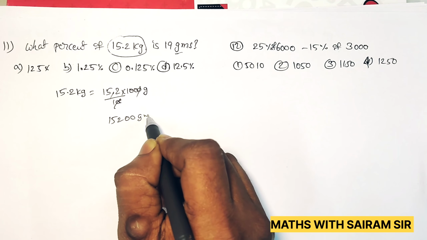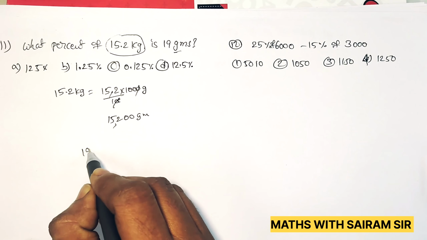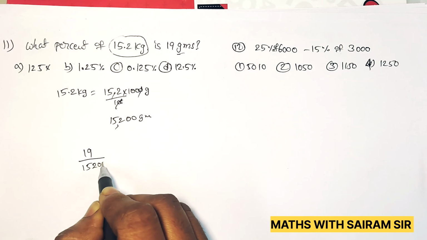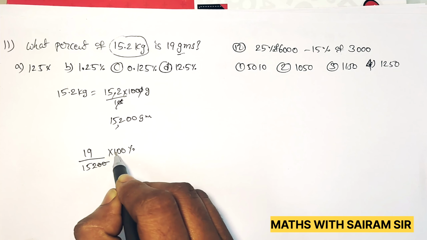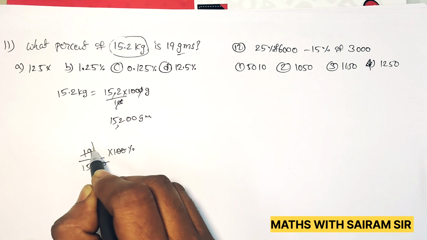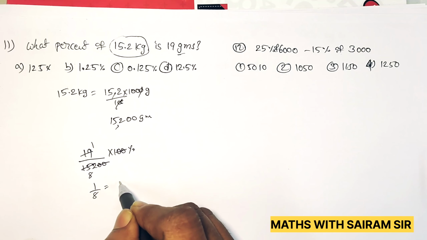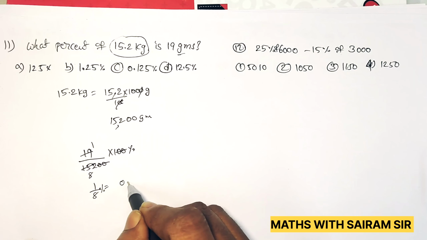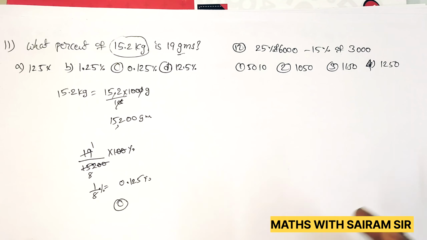15200 grams that you will get. Out of this, 19 grams, how much percentage are we asked to find out? So 19 by 15,200 into 100 percentage. So 2 zeros get cancelled. 19 1s are 19, 19 8s are 152. So 1 by 8. 1 by 8 if you convert into decimals, 1 by 8 percentage can be written as 0.125 percentage. That is, option C is the correct one.